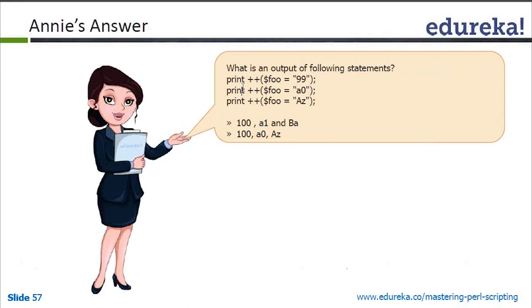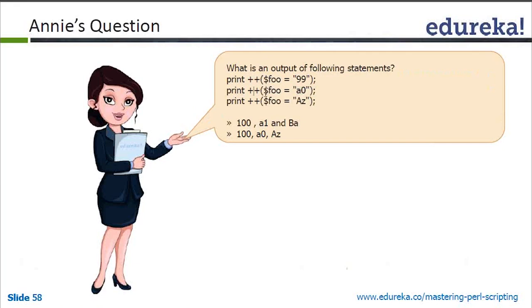And what is the output of the following statements? Print ++$foo, where foo is equal to 99 and $foo is equal to a0. We want to print, and the value of it is a pre-increment. We want to increment it before printing. So the value of foo is 99, and we make it 100.